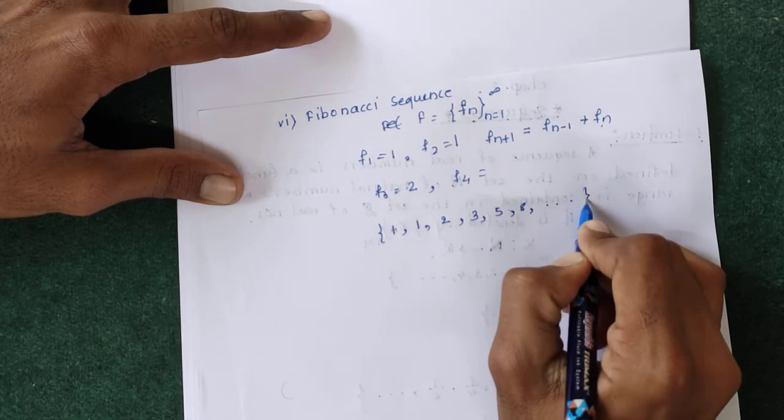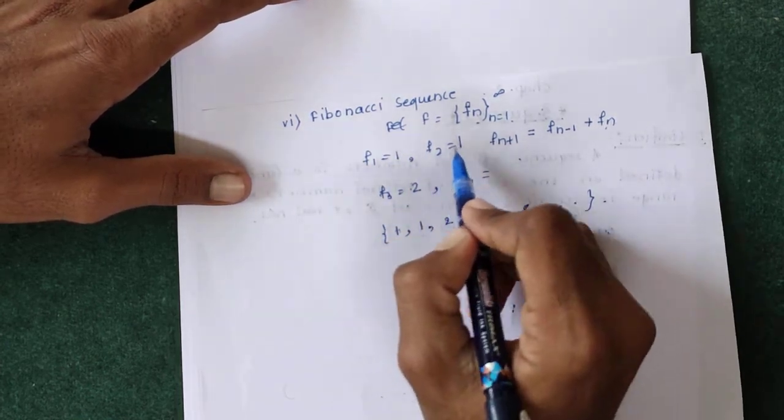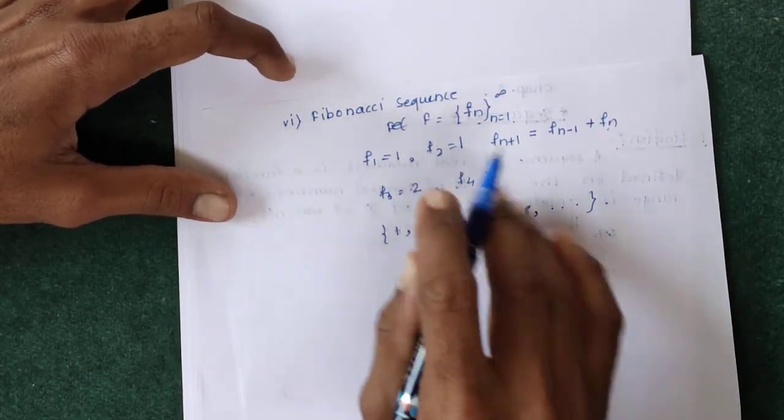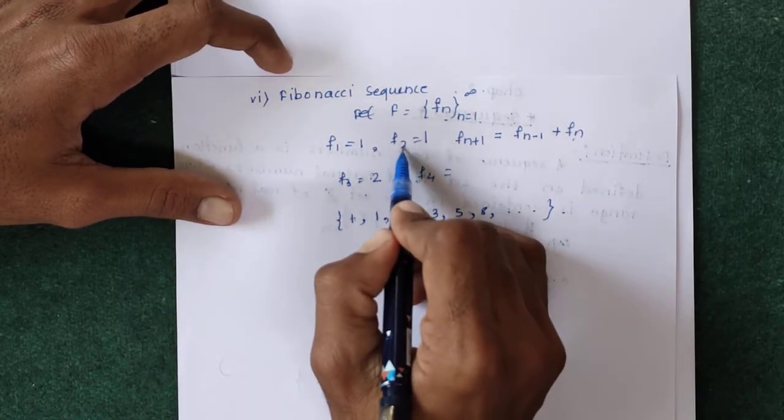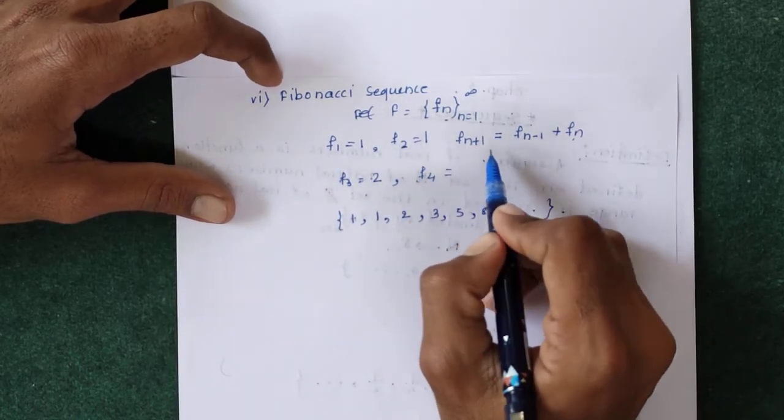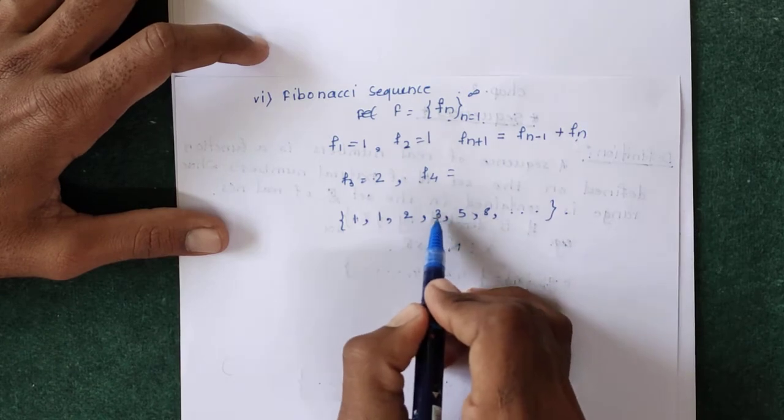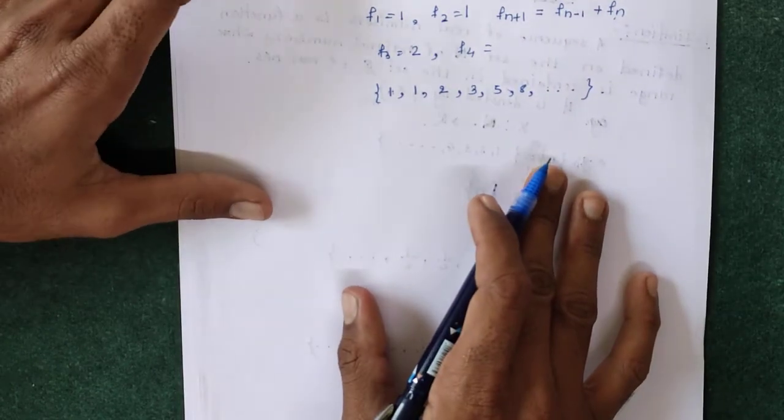This sequence is called the Fibonacci sequence, and it is defined by this rule: F1 is equal to 1, F2 is equal to 1, Fn plus 1 is equal to Fn minus 1 plus Fn. So this is the Fibonacci sequence.